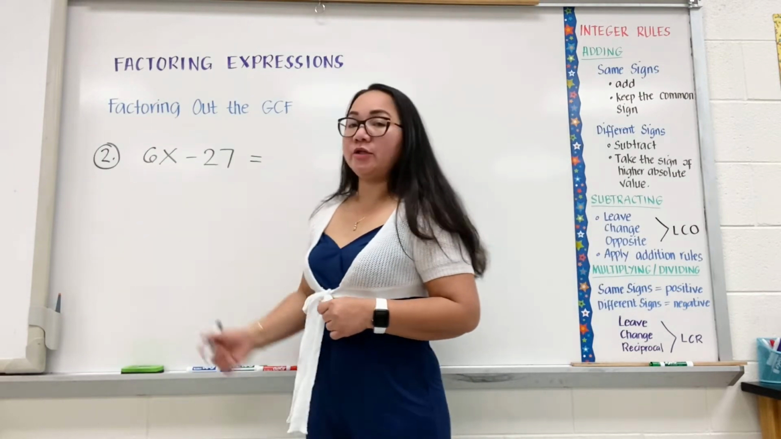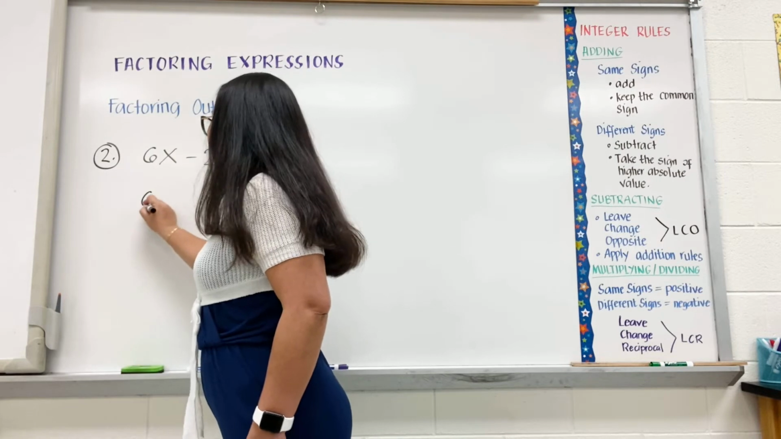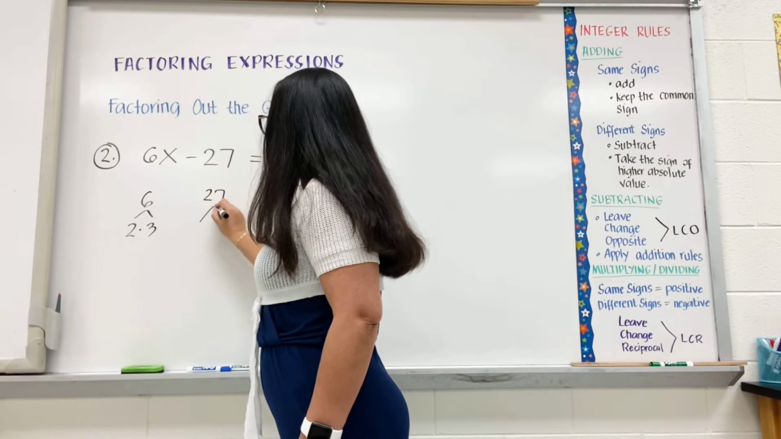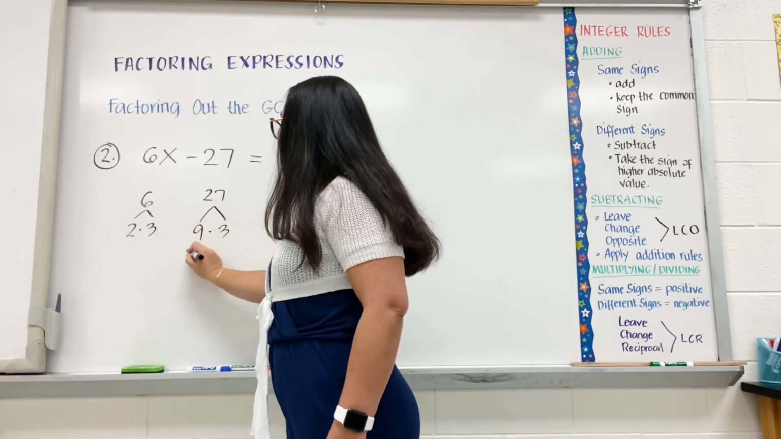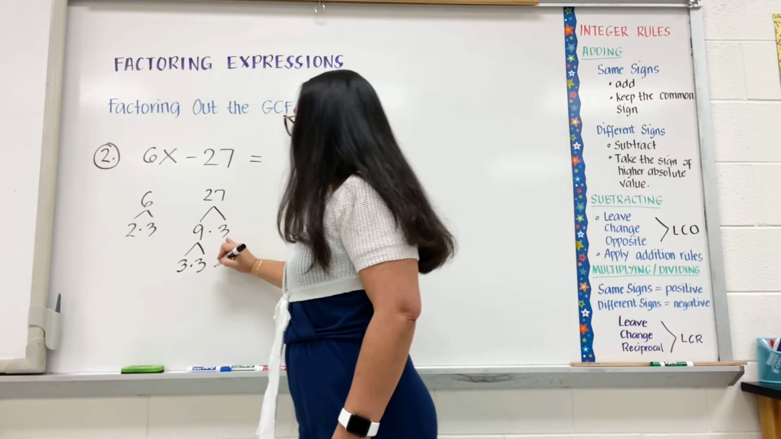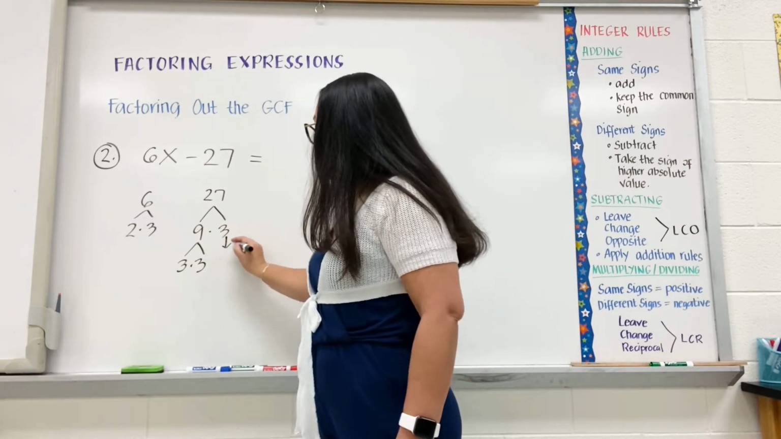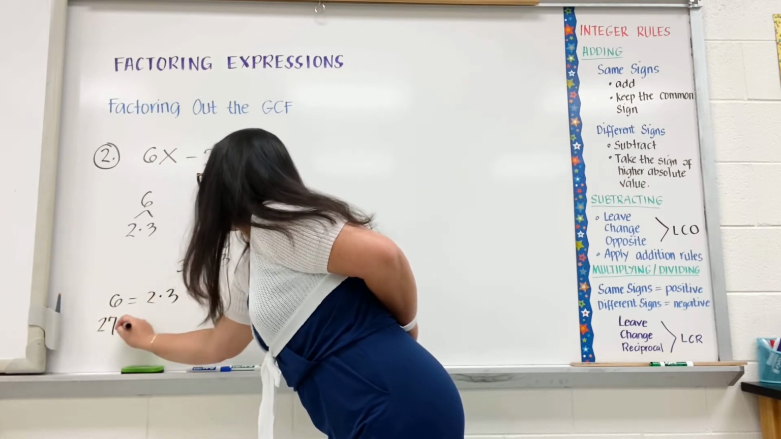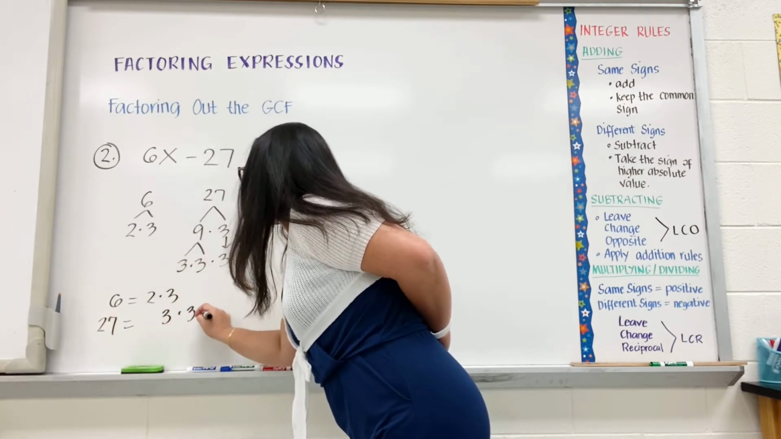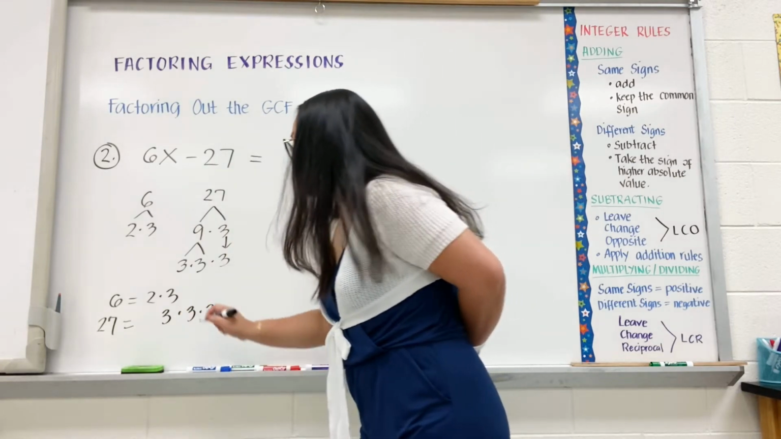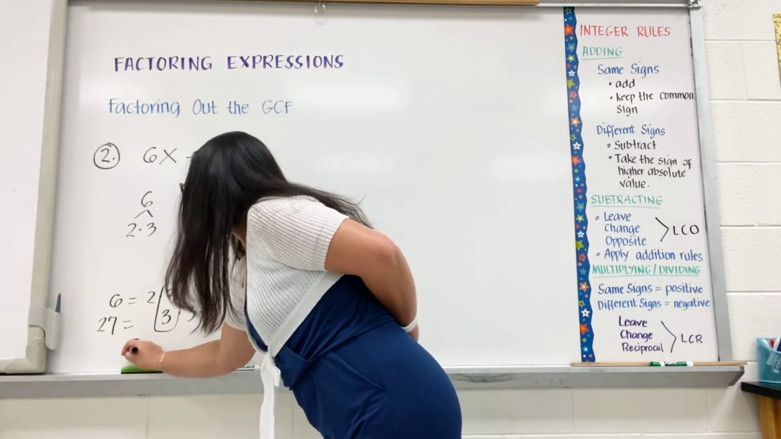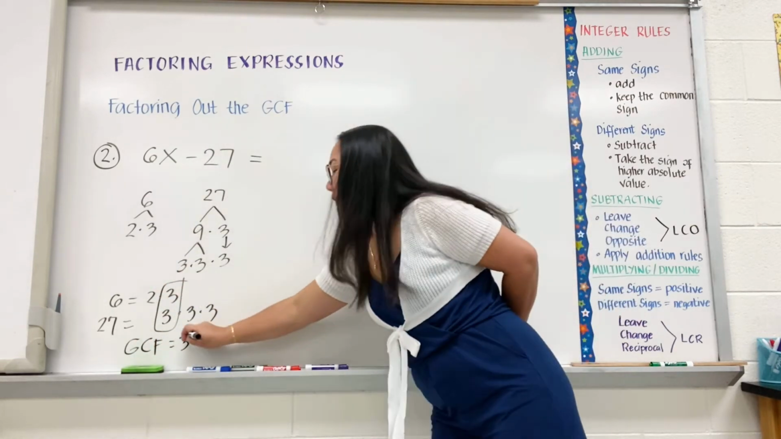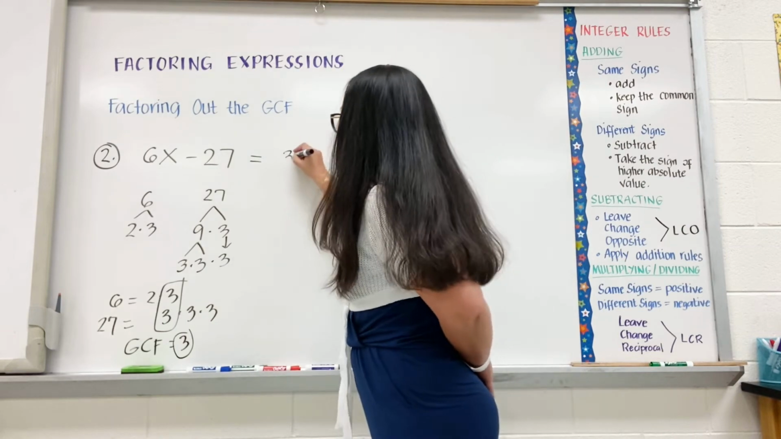Example, 6x minus 27. Factors of 6, we have 2 times 3. And then we have 27, which is 9 times 3. Factors of 9 is 3 times 3. 3 is a prime factor, so bring this down. For 6, we have 2 times 3. For 27, we have 3 times 3 times 3. So the greatest common factor is 3. So GCF is 3. Then rewrite 3 as the factor.